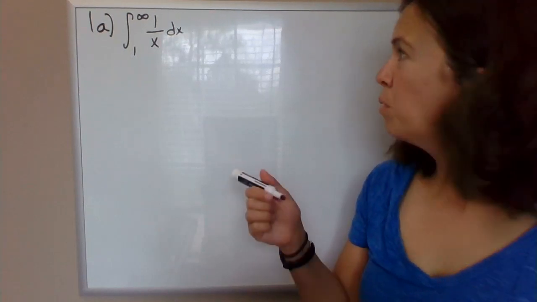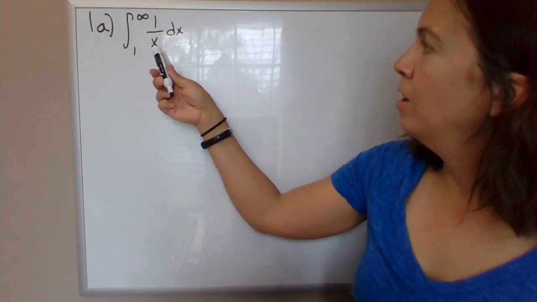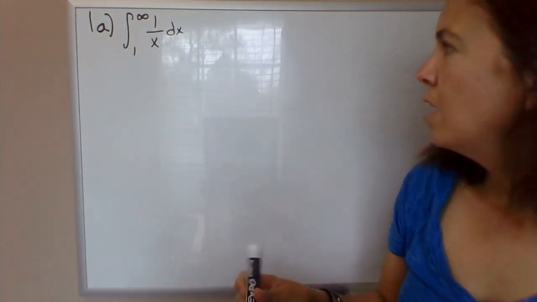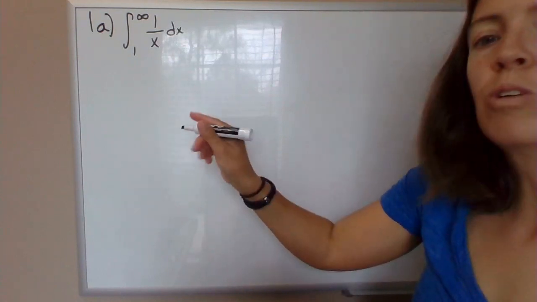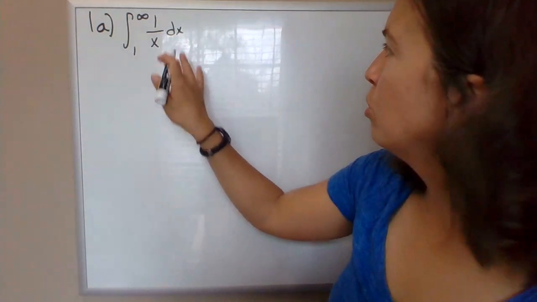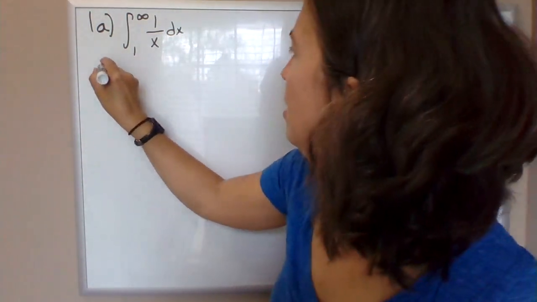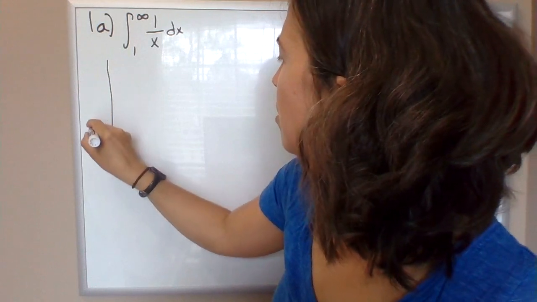So here's a first improper integral to consider, the integral from 1 to infinity of 1 over x dx. And first to discuss, improper integrals in general. I think it helps to visualize these in terms of area, especially for a function with positive values like this.